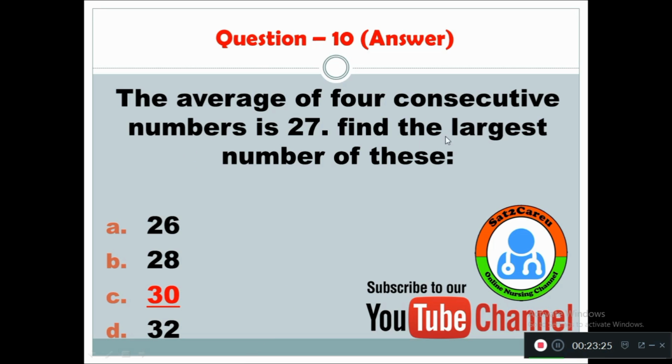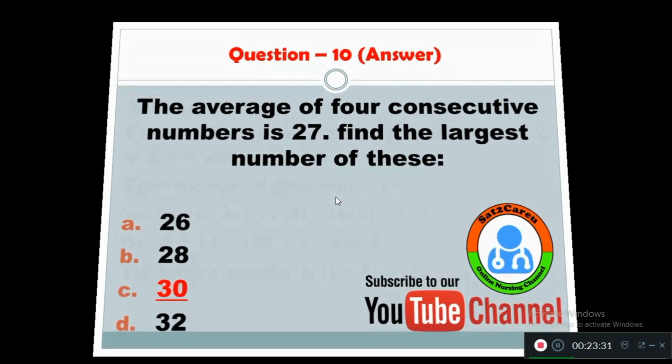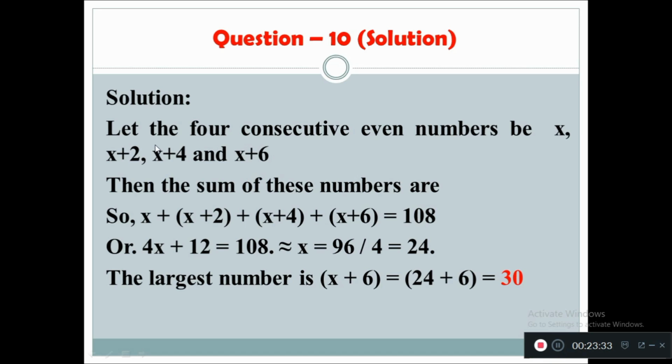The average of 4 consecutive numbers. So the average of the 4 numbers will be 27. Find the largest number of this. So let the 4 consecutive even numbers be taken like this. x is an even number. You know every second number is an even number. So if you say x, then x plus 2 is the second even number, x plus 4 is the third even number, x plus 6 is the fourth even number.